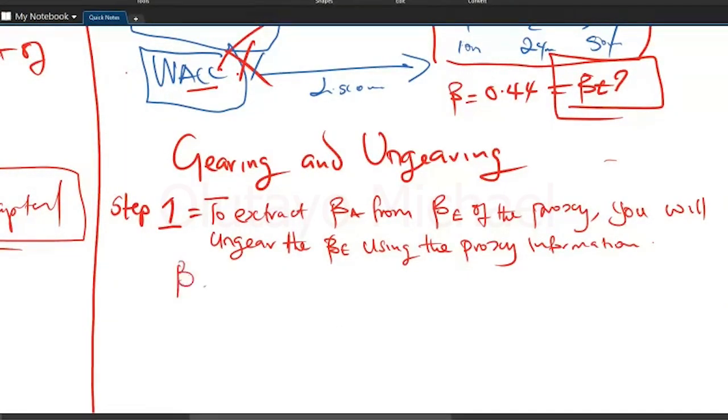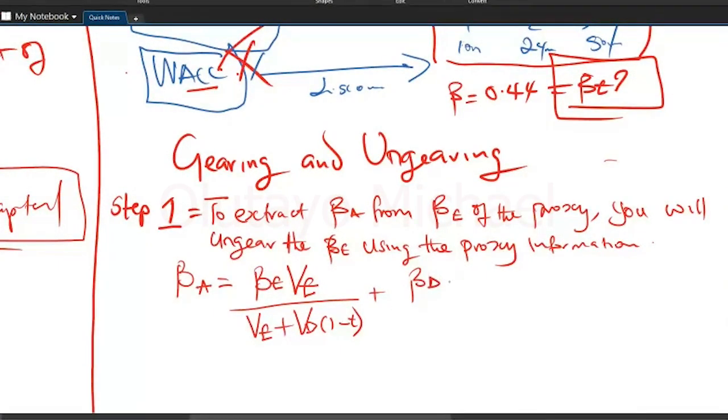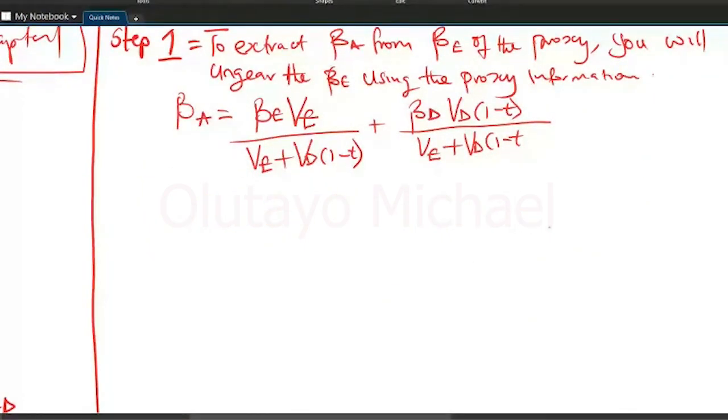I will say beta of assets equals beta of equity times the value of equity over value of equity plus value of debt (1 minus t), plus beta of debt times the value of debt (1 minus t), divided by value of equity plus value of debt (1 minus t). This is how to ungear beta of asset from beta of equity. Now, with this one, I have taken beta of assets. Step 2.